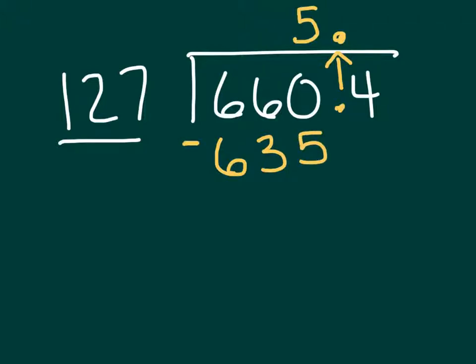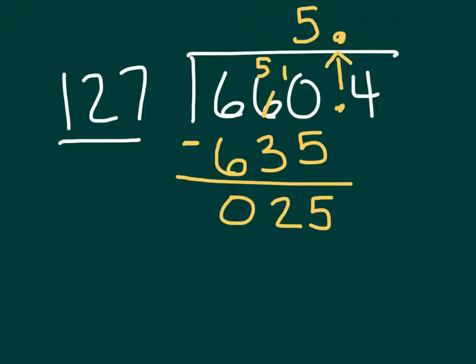And you're going to subtract these two numbers. I'm going to borrow from the neighbor. 10 take away 5 is 5. And then you have 5 remaining. 5 take away 3 is 2. 6 take away 6, 0. Okay, so now you're going to go on the other side of the decimal point here. And you're going to say, how many times does 127 go into... You're going to bring this 4 down.